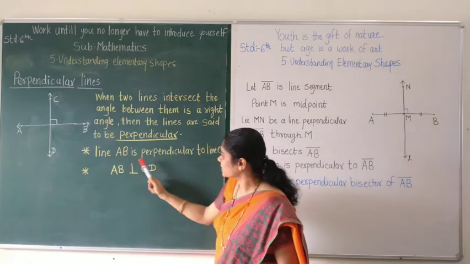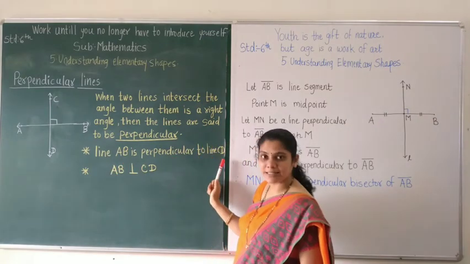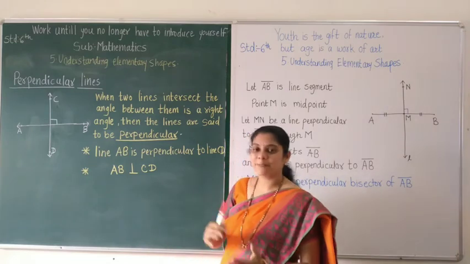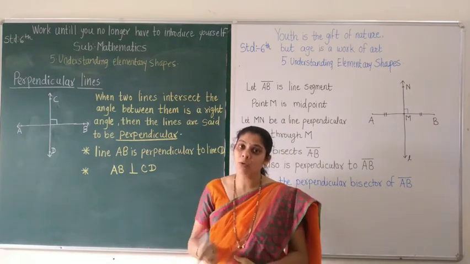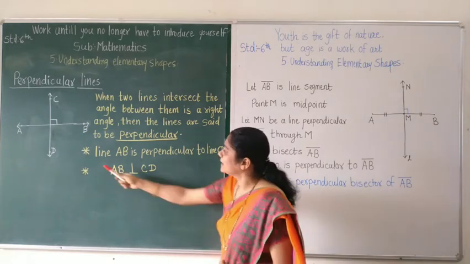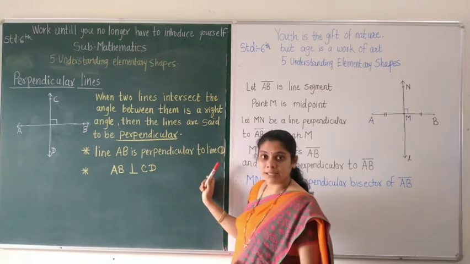Line AB is perpendicular to line CD, or instead we can say line CD is perpendicular to line AB. In both ways we can show their perpendicular shape. But this is written in words.